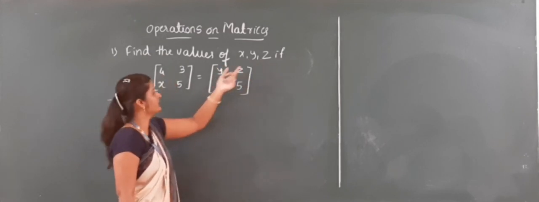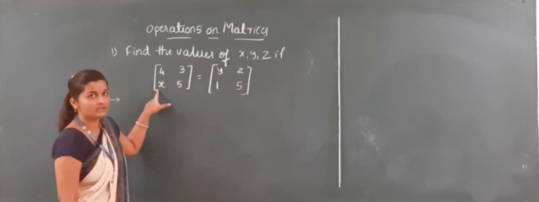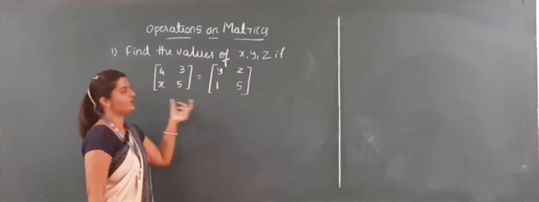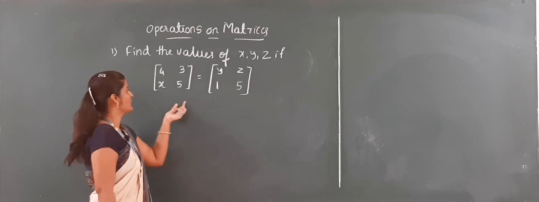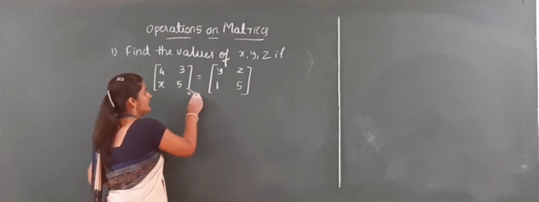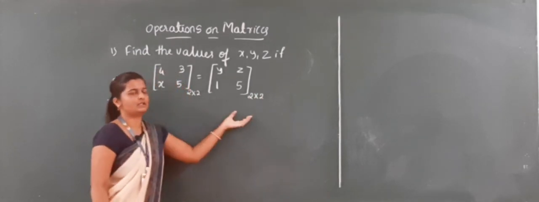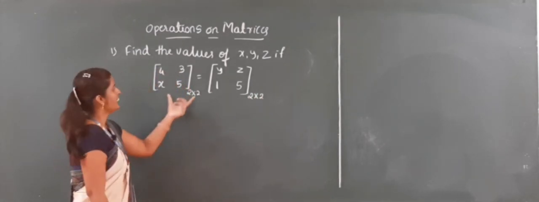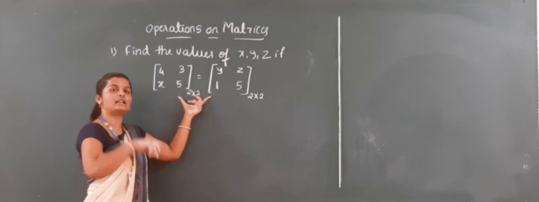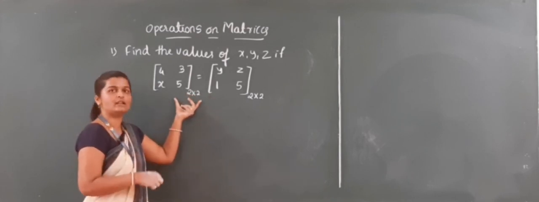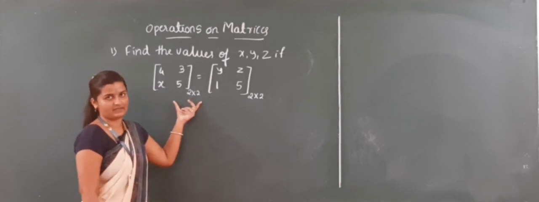These are small letters. That means these are the entries present in this matrix when these two matrices are equal. So they have given these two matrices are equal because already we can say that both orders are same. So it may be equal. The question they have given is that already these two matrices are equal and we have to find out the x, y, z.